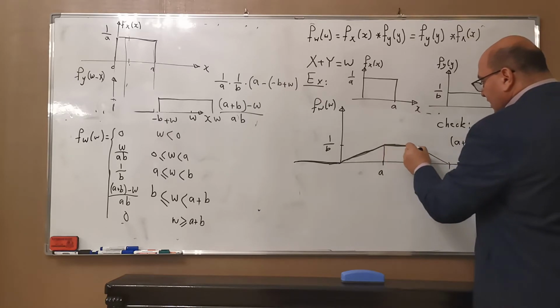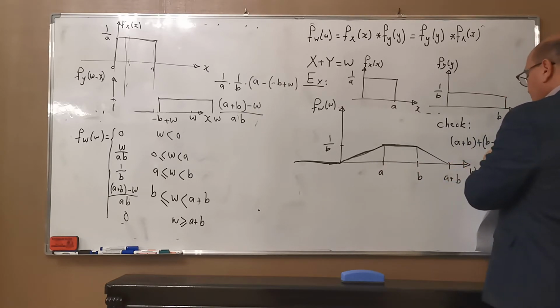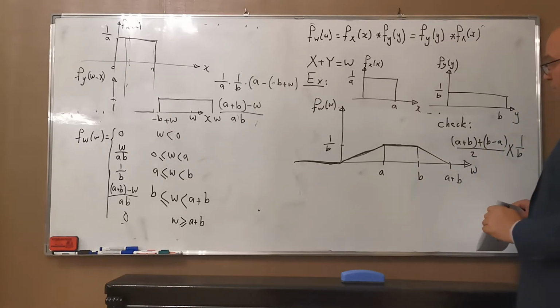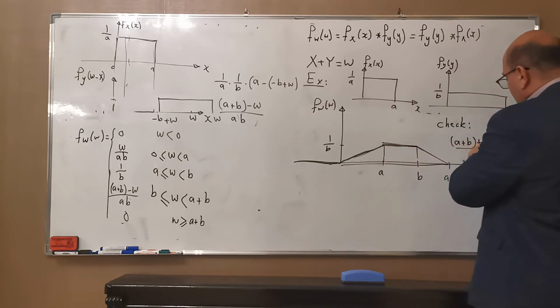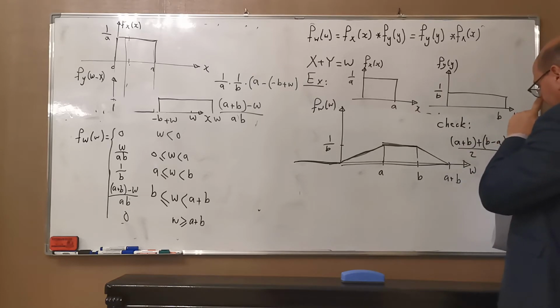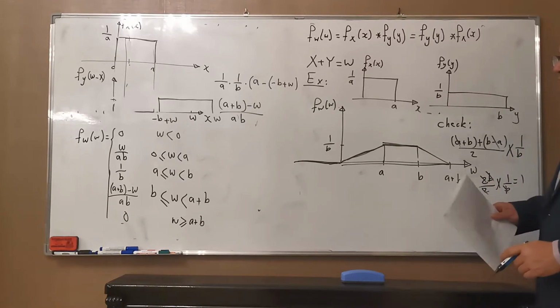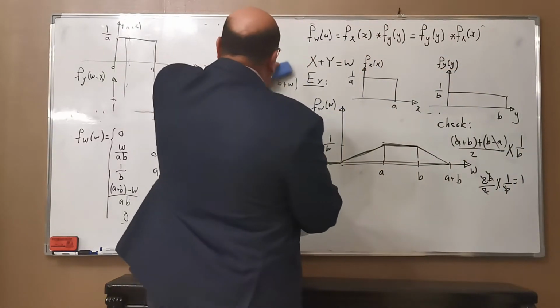So this length here is B minus A. This length here is (A plus B) divided by 2, times 1 over B. So this length plus this length divided by 2, times B. So this is 2B over 2 times 1 over B, and this is equal to 1. So we make sure that we have the right answer.